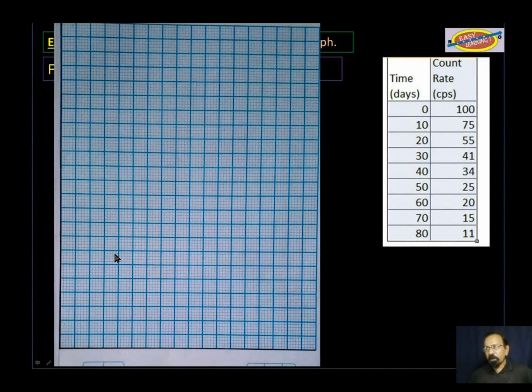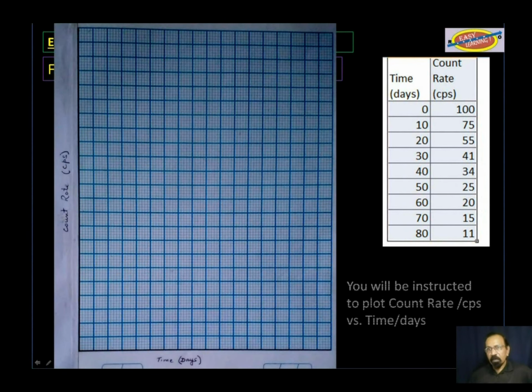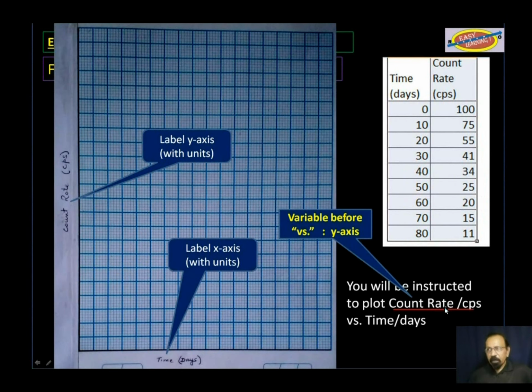So first of all, you will draw your two axes. In this case, since all the numbers we have here are positive, we will only be using the first quadrant of our graph paper. So we set up our graph that we have the top right-hand corner available only. So we draw the axes, we draw the x-axis, we draw the y-axis. Then we label them. As I said, the count rate per second goes on the y-axis, and the time in days goes on the x-axis.